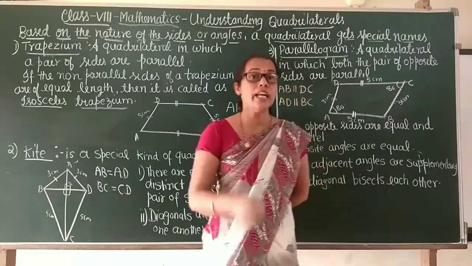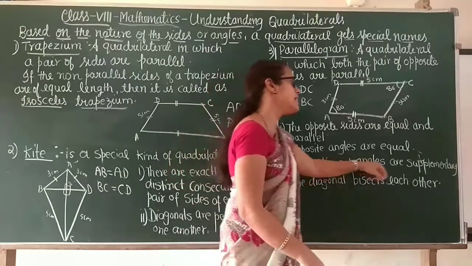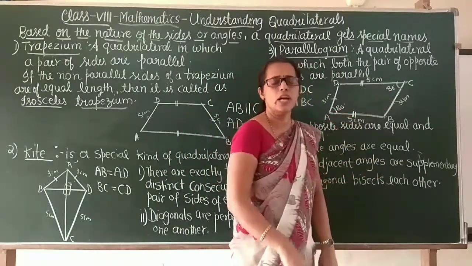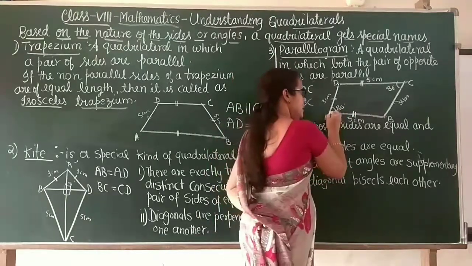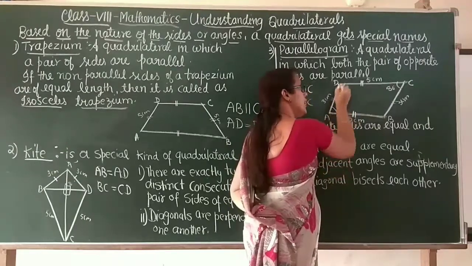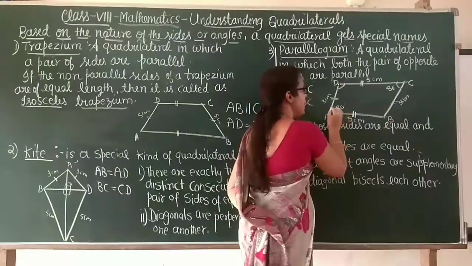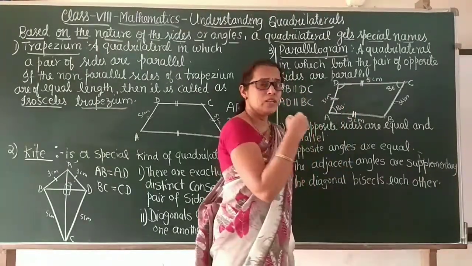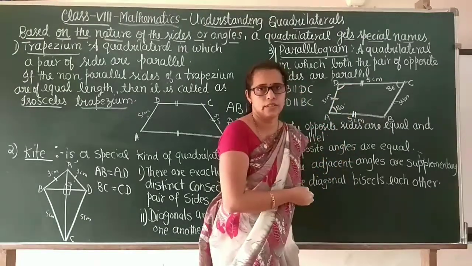Opposite angles are equal. Okay, so then the adjacent angles are supplementary. Opposite you know. What about adjacent? What do you mean by adjacent angle? Adjacent means A and D. They are sharing the same line segment. Angle A and angle D, sharing the same side. So A, D are called adjacent.